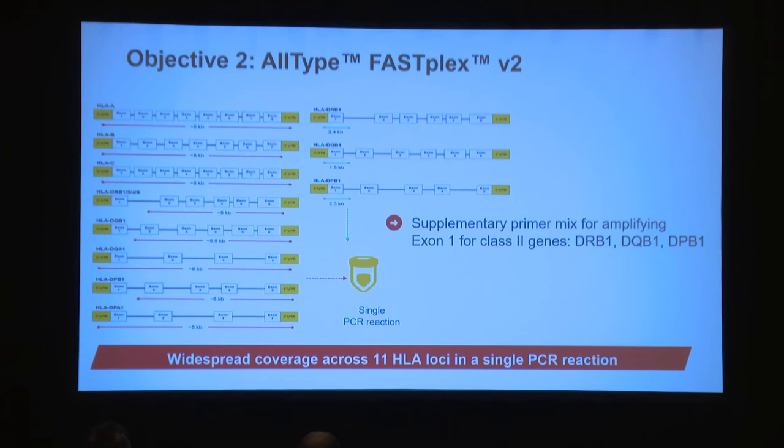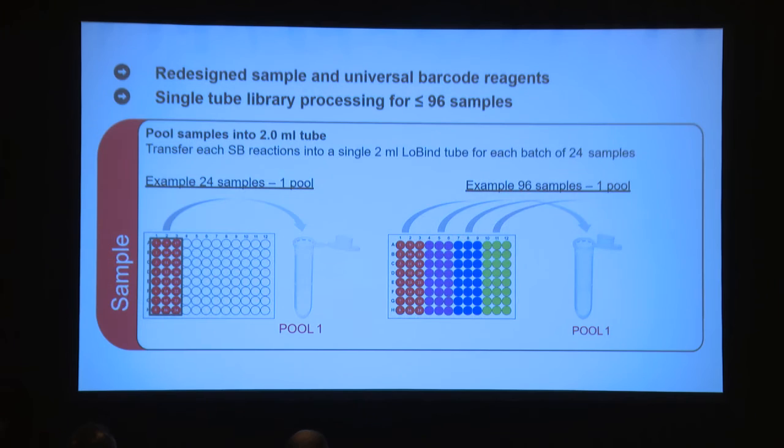So this comes to objective 2. Because One Lambda was listening to this recommendation, they started to add, in version 2, sequencing of exon 1. This solved all these alleles that we could not resolve without exon 1. It comes as a supplementary primer, so you can just spike it in. It's the same technique as the other one. You just spike your primer, mix it in, and you can now sequence exon 1 for class 2, DR, DQ, and DP.